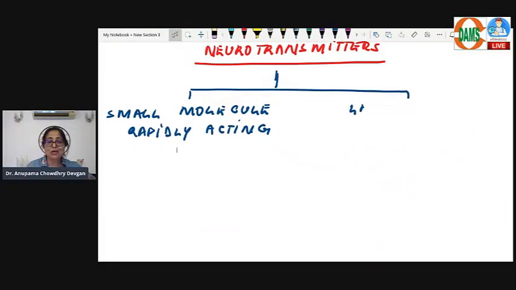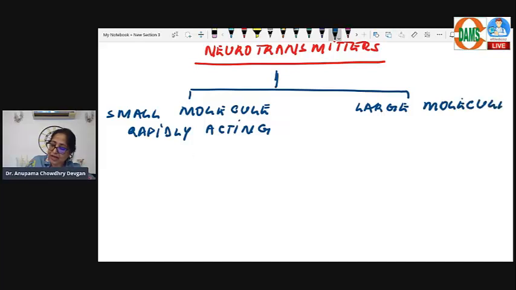Neurotransmitters are of two types. There are small molecule rapidly acting, and you've got large molecule slowly acting. Small molecule rapidly acting and large molecule slowly acting. Okay?